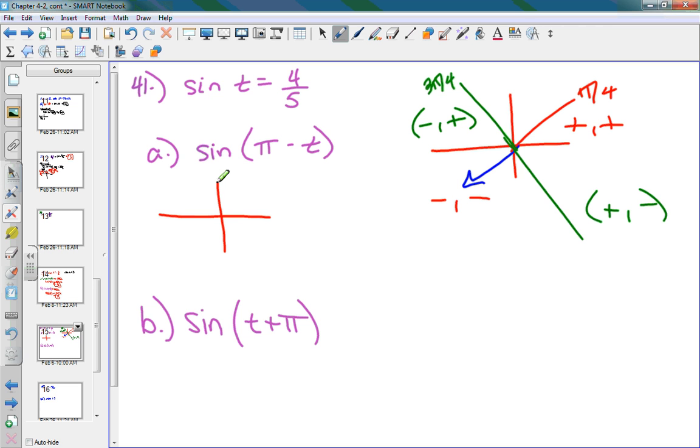So if the sine of t is equal to 4 over 5, now if I take pi from it, what's it going to be? It's going to be opposite. It's going to simply make that negative 4 over 5 because it's switching the sign going across the quadrants. Yes? Same concept here. What's going to happen?